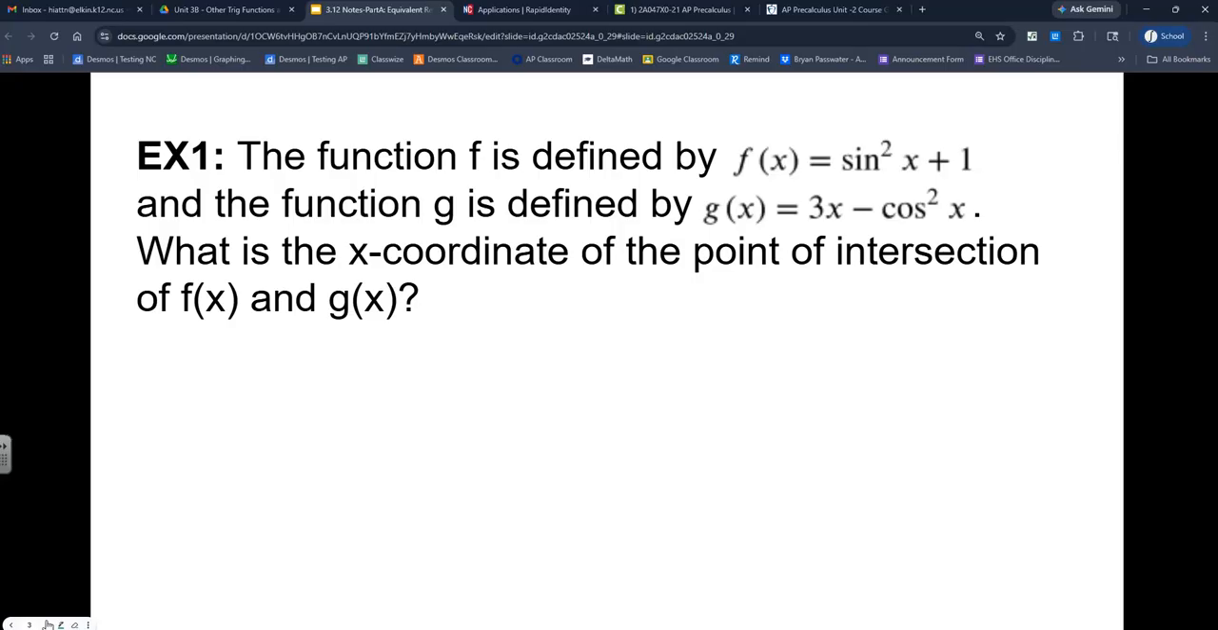All right, so the function f is defined by f of x equals sine squared x plus 1, and the function g is defined by g of x equals 3x minus cosine squared x. What is the x coordinate of the point of intersection of f and g?